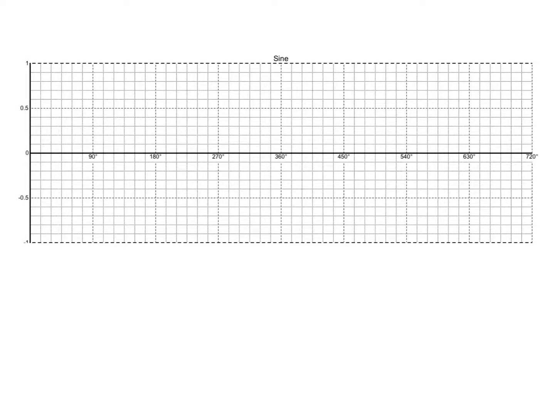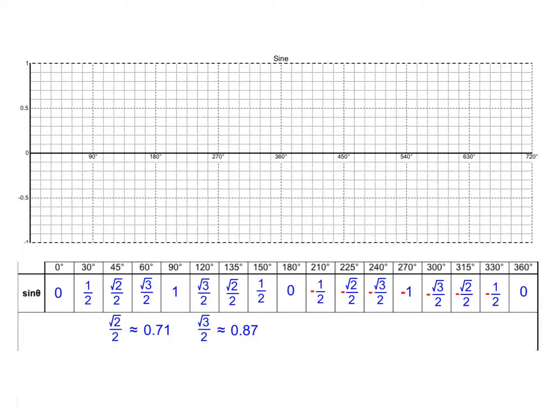So in order to graph sine, we're going to start the same way we graphed cosine, which is to break out that table of values that you already have. So remember that we filled in that table a couple of weeks ago showing all the sine and cosine and tangent values. Well, today we're focused on the sine values.